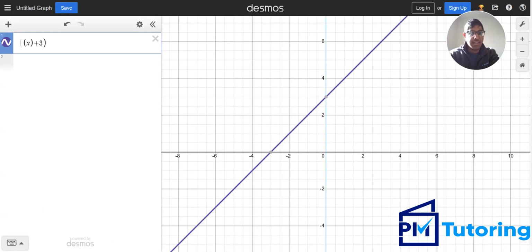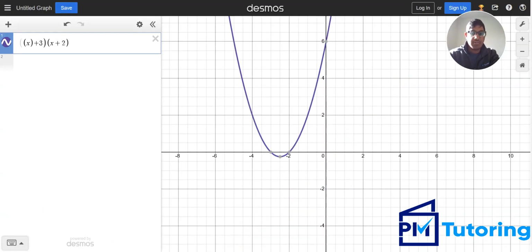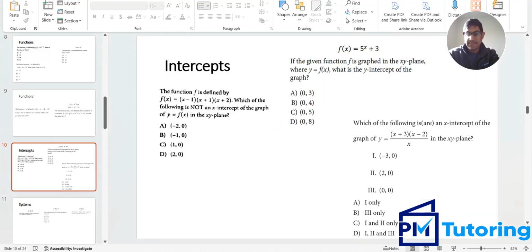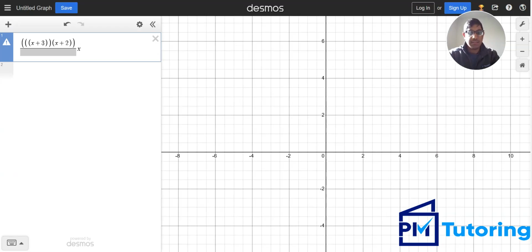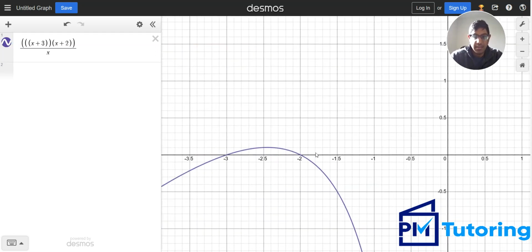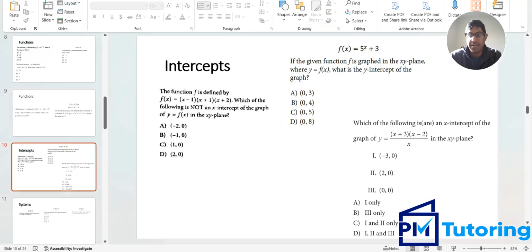That's x plus 3 and x plus 2, and I'm going to put that all in parentheses so that it stays in the numerator, and then divided by x. Cool, and then we can just zoom in over here, and so we can click on those points. That's negative 2 and negative 3 are our x-intercepts, so no negative 2 over here, but negative 3 is an x-intercept of this, so the answer is going to be A, 1 only.